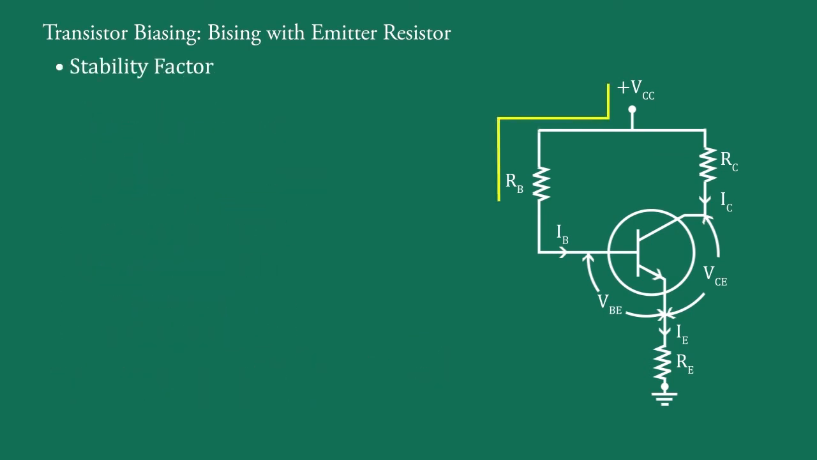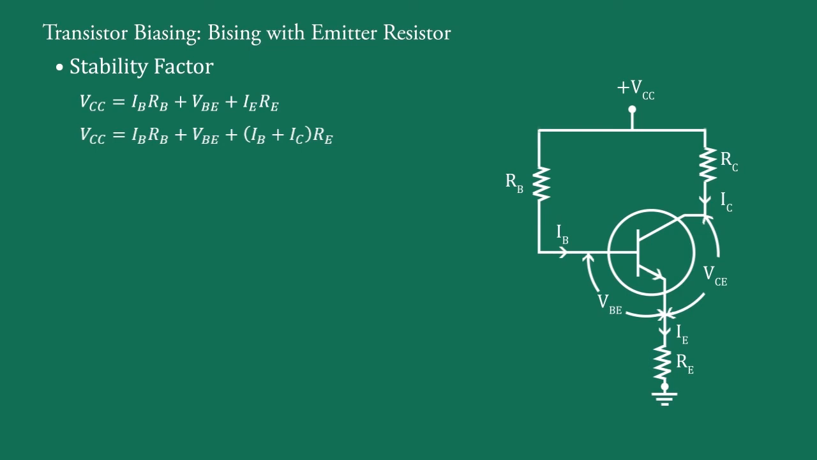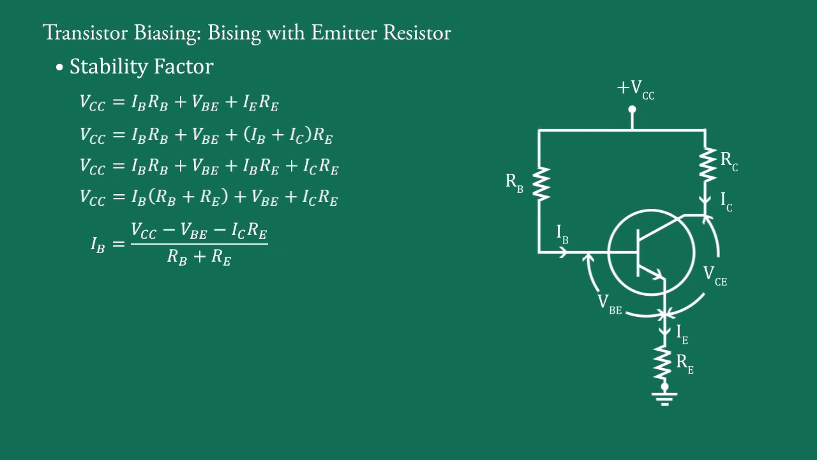Now stability factor. For the input section of the circuit, using Kirchhoff's law, we can write VCC equal to IBRB plus VBE plus IERE. Since IE equal to IB plus IC, by putting this value for IE, and expanding the bracket, we get VCC equal to IBRB plus VBE plus IBRE plus ICRE. Now taking IB common, VCC equal to IB into RB plus RE plus VBE plus ICRE. Make IB the subject of the formula, and hence IB equal to VCC minus VBE minus ICRE upon RB plus RE.